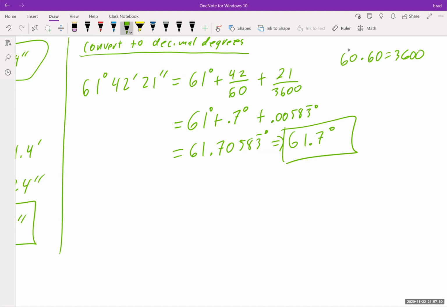And that's how you can take minutes and seconds and turn them into decimals. All you do, you divide the minutes by 60 and you divide the seconds by 3600. And then you add up the decimals you have left, which in this case would be this and this, and that gives us our value, okay?